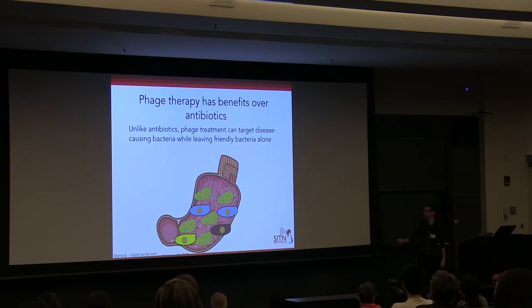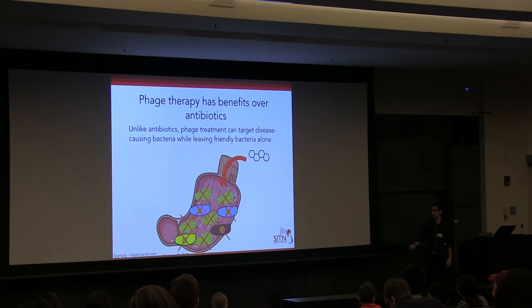Now, if you have an infection, you also have some nasty bacteria, some bad bacteria that you want to get rid of. If you're given antibiotics, your antibiotics will just kill everything indiscriminately. Well, not everything, but it will kill your friendly bacteria and your bad bacteria.